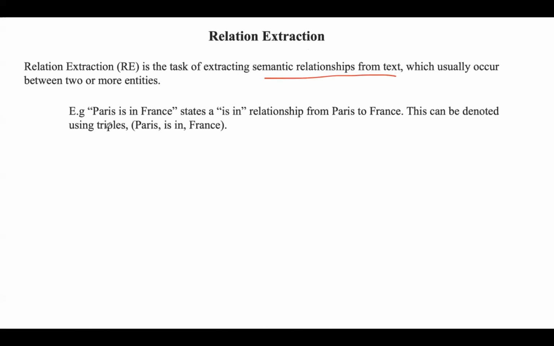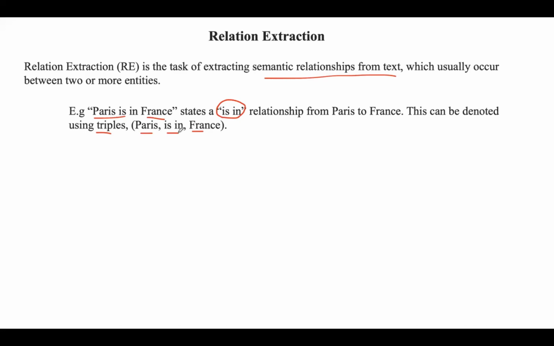Suppose the sentence is Paris is in France. It states that "is in" is a relationship from Paris to France. So here, Paris and France are two entities, and the relationship between them is "is in". You can represent this with a triple. A triple means we take the entities from the sentence and the relationship between them. So the entities in the sentence are Paris and France, and the relationship is "is in". We are representing the sentence in the form of a triple like this.